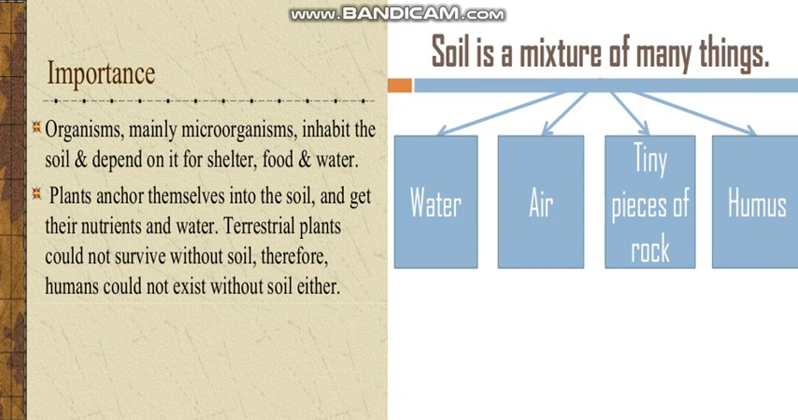Next is water. Plants absorb water and mineral salts from the soil through their roots. We can also check the presence of water with the help of an experiment. Put some garden soil in an evaporating dish and weigh it.